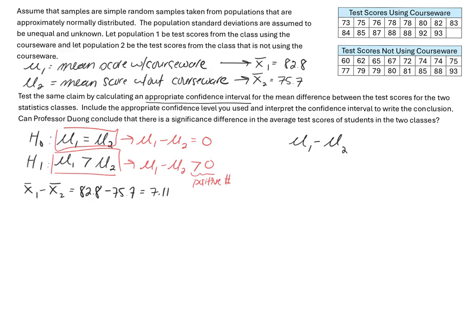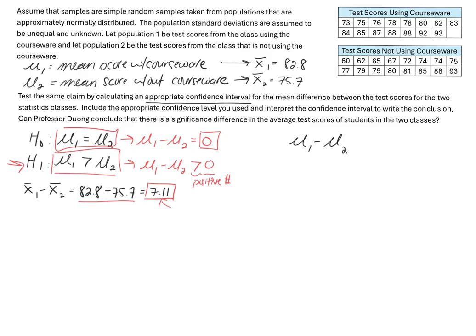Okay, so let's take a look at our sample data. From our sample data, we can see that the sample mean values, 82.8 minus 75.7, have a difference of 7.11. Now, clearly, 7.11 is not 0, okay? So we can see that the difference between the two mean scores is probably not 0, and it does look like a positive number. So right now, it feels like our sample statistics support the alternative hypothesis, but we want to make sure that this difference is real and not just due to the randomness of our sample.